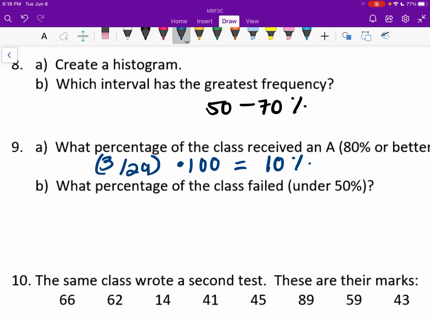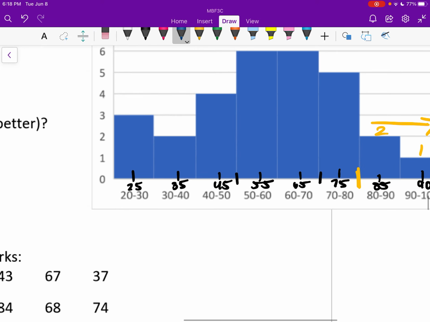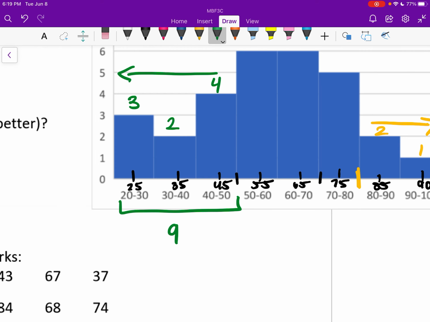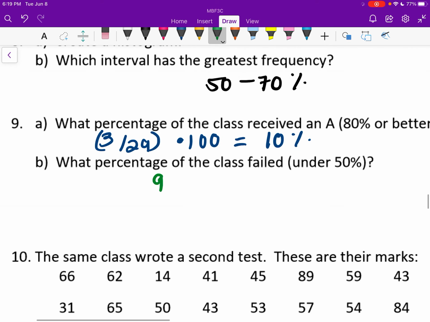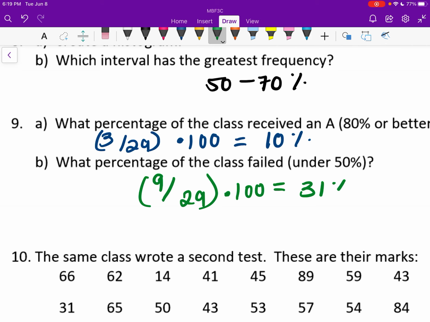What percentage of the class got below 50? So let's look at where our 50 is, and let's look at what numbers are lower. So we have 3, we have 2, and then we have 4. Let's add those together: 3 plus 2 plus 4. That means a total of 9 kids fell into this bucket. So we had 9 divided by 29 multiplied by 100. So 9 divided by 29 is 0.31, times 100 is going to be 31. That means 31% of the class got below 50.